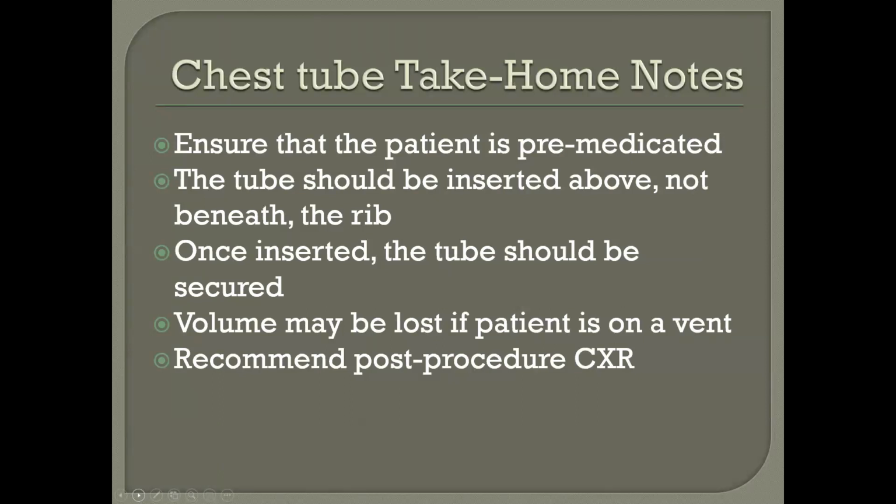If, for some reason, you don't ride on top of the rib and put it in the bottom portion, you could impede or injure the vessels, the vein, the artery, or the nerve. So it needs to be right on top of the rib. Once inserted, the tube should be secured, usually with a couple of stitches that the doctor will do. Volume may be lost if the patient's on a vent, so just keep that in mind.